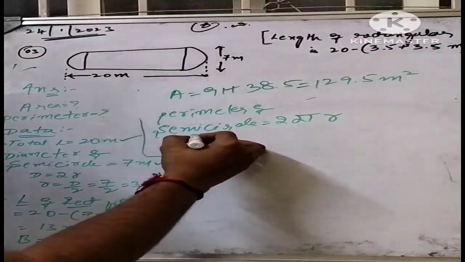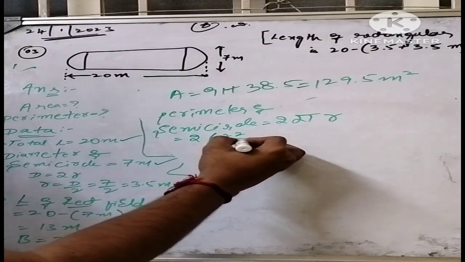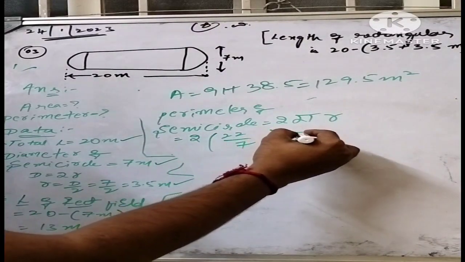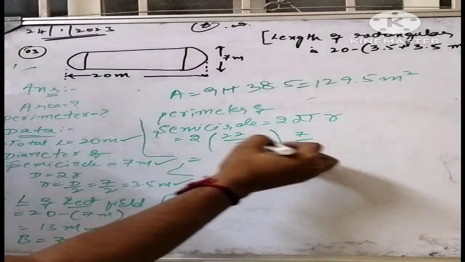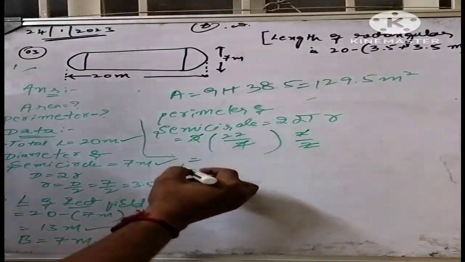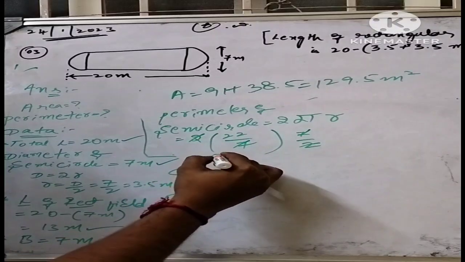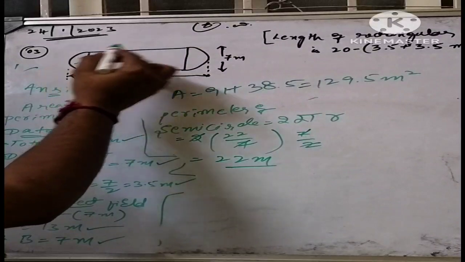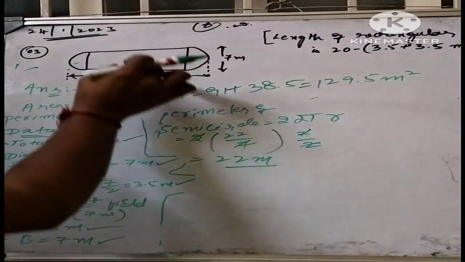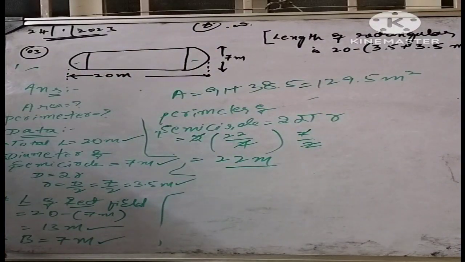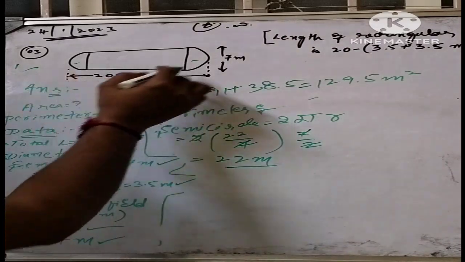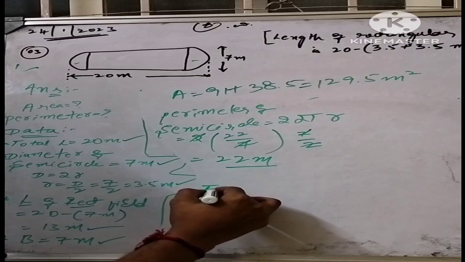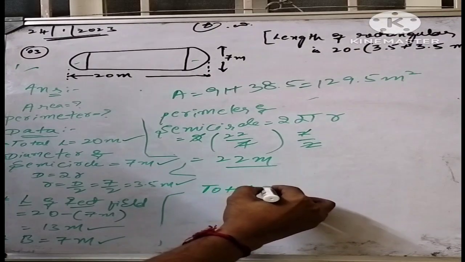So 2 into pi, which is 22 by 7. R is the radius, we have found it already, 7 by 2. So 2 gets cancelled, 7 gets cancelled, and here 22 is left. 22 meter is the perimeter of the two semicircles. We have found the perimeter for two semicircles. Let's find out the total perimeter of the garden.